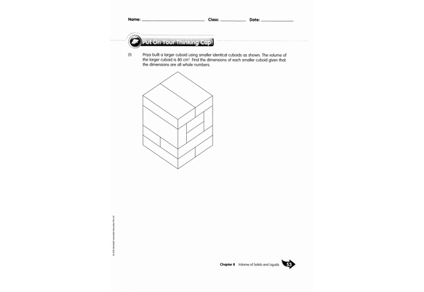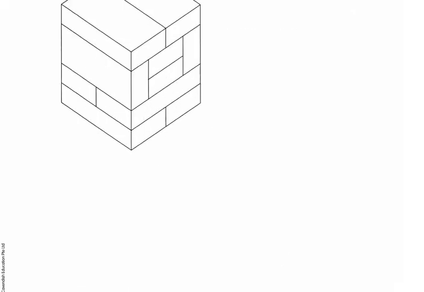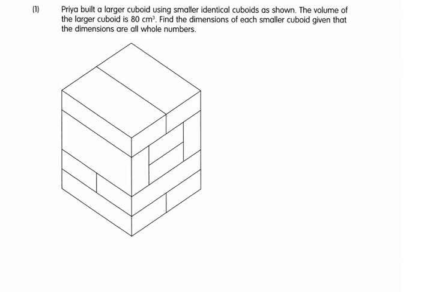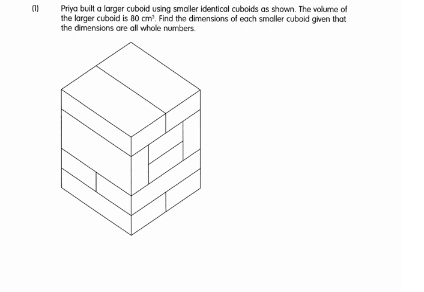Priya built a larger cuboid using small identical cuboids as shown. The volume of the larger cuboid is 80 cm cube. Find the dimensions of each smaller cuboid given that the dimensions are all whole numbers. So what this question says is that you want to build this large cuboid. This is a large cuboid, right?